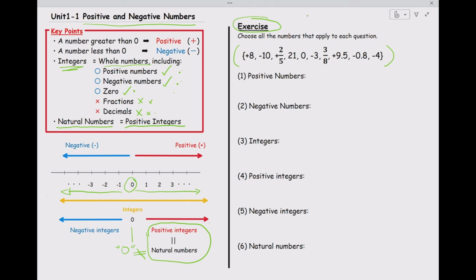Number 1. Positive numbers are the ones that have a plus sign. Note that the numbers without a plus sign are also positive. So, the answer is plus 8, plus 2/5, 21, 0. Note that 0 is not positive or negative, so we skip this. 3/8 and plus 9.5.